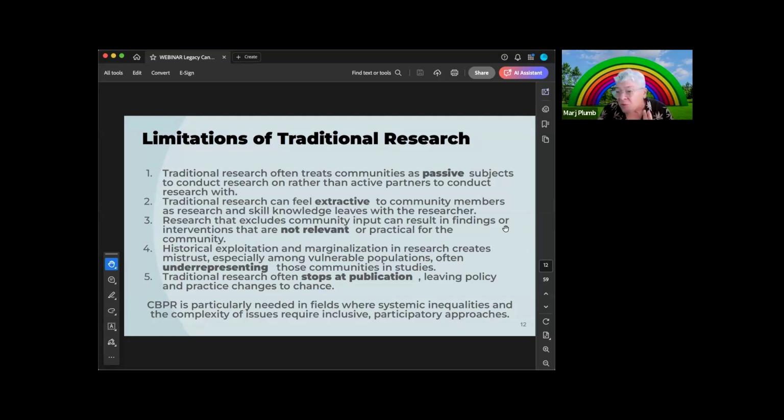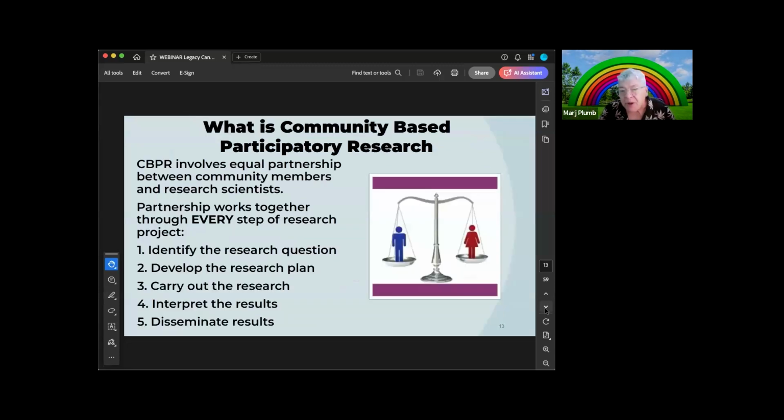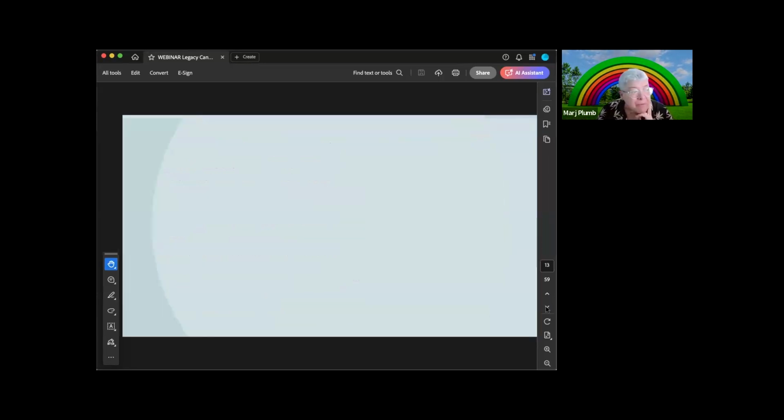CBPR really helps to shift that. Next slide. The structure of CBPR is simply an equal partnership between community members and research scientists, and the partners work together on every step of the research: identifying the research question, developing the research plan, carrying out the research, interpreting the results, and disseminating the results. Go ahead, next slide. I'm going to drill down on each of these areas in the next five slides.